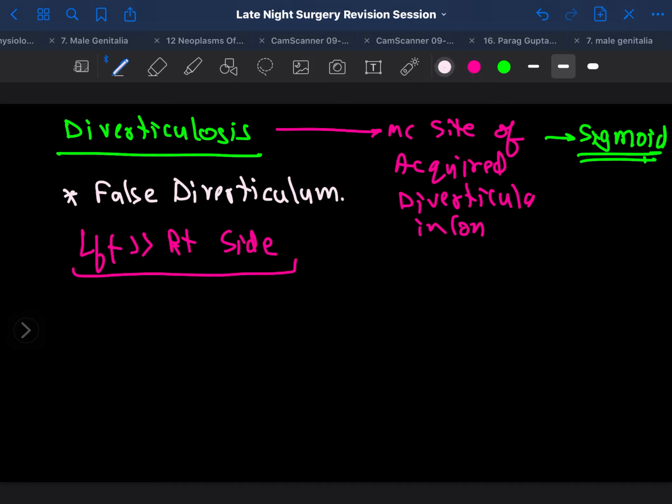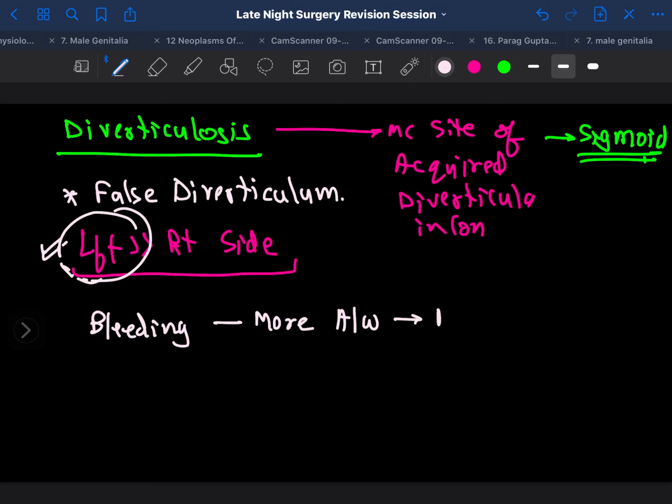But the interesting feature is that if I ask you which diverticula is more likely to bleed, please understand this. That is true that left-sided diverticulosis is more common as compared to the right side. That's true. I get it. But if I ask you, which side diverticula is more likely to bleed? Bleeding is more associated with the right-sided diverticula.